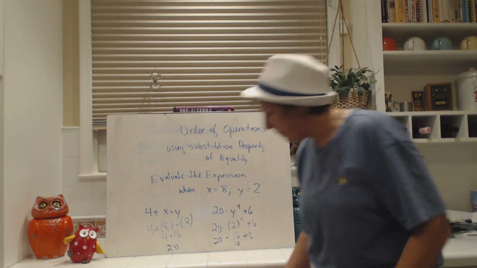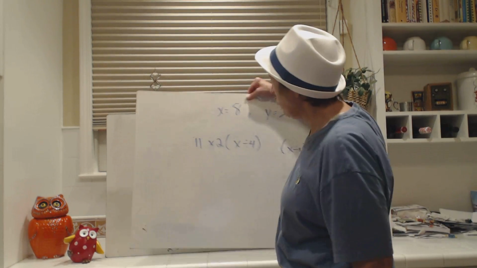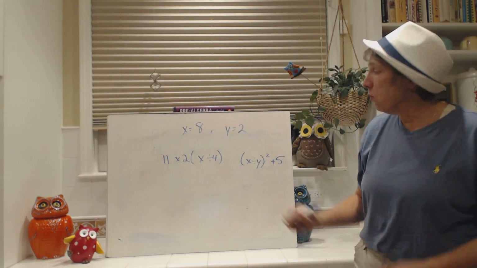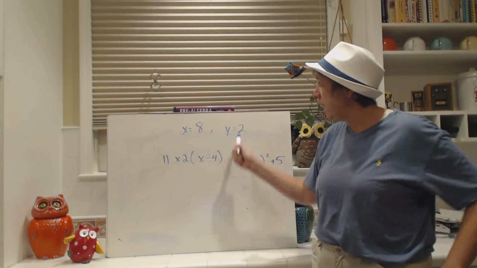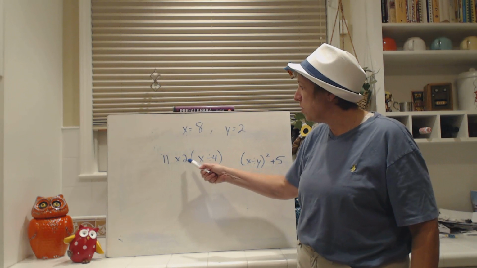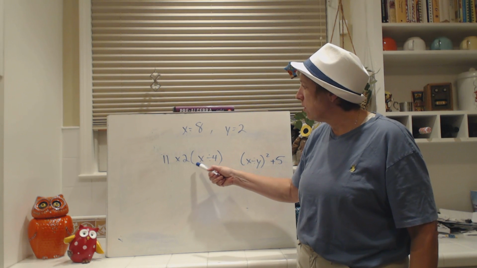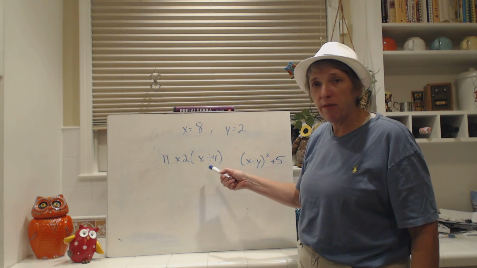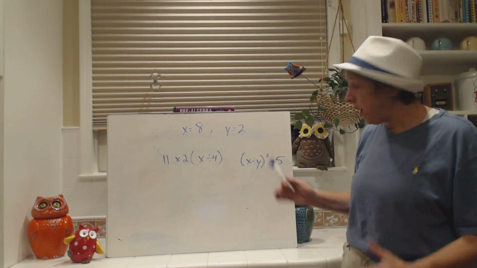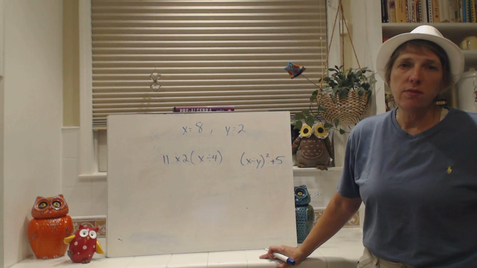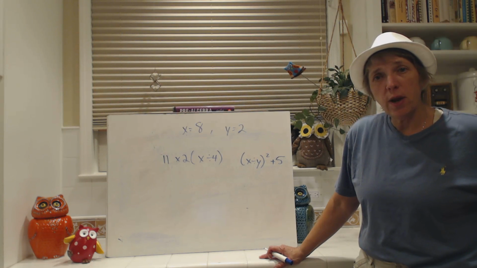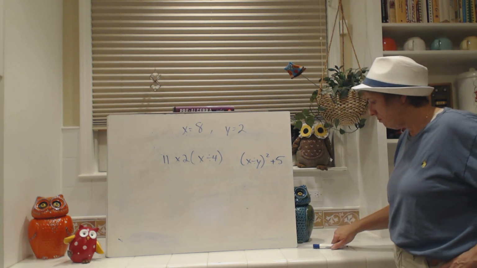Very good. Now, just a little bit more practice. I want you to try these two. So write these problems down. X is 8, and y is still 2. But I want you to put parentheses around it. You have 11 times 2 times the parentheses x divided by 4. And then you have x divided by y in parentheses, all of that squared plus 5. Pause the video, and then when you're ready, come back and we'll work them together and see if you got the right answers.